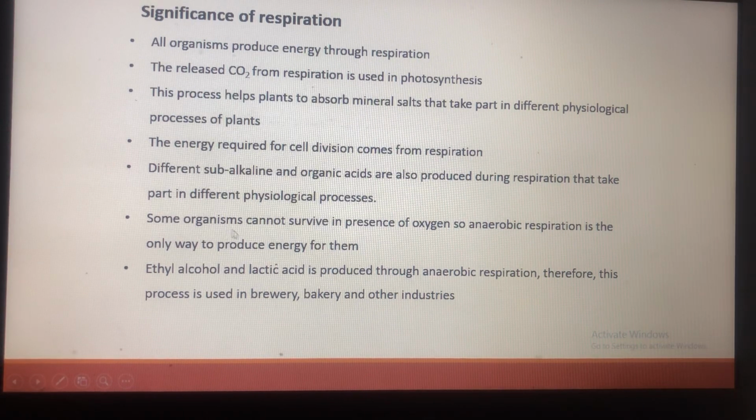There are some organisms that cannot survive in the presence of oxygen, and for those organisms, anaerobic respiration is the only way to produce energy. In anaerobic respiration, ethyl alcohol and lactic acid are produced, which are used in the bakery, brewery and other industries. So anaerobic respiration plays a very important role in these important industries.